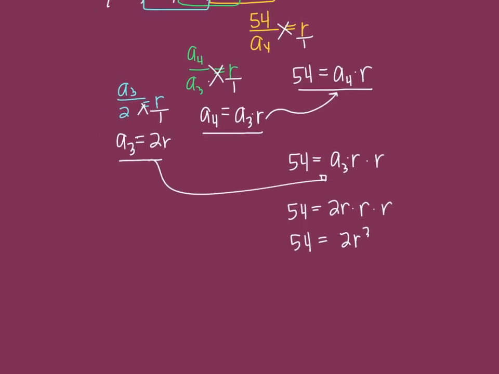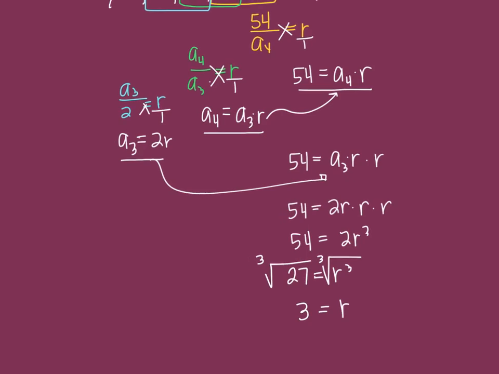And I should be able to find R by dividing both sides by 2. It gives me 27 equals R cubed. And I take the cube root on both sides. That gets me R by itself equal to 3. So R is equal to 3. That's going to help me fill in all of these blanks.